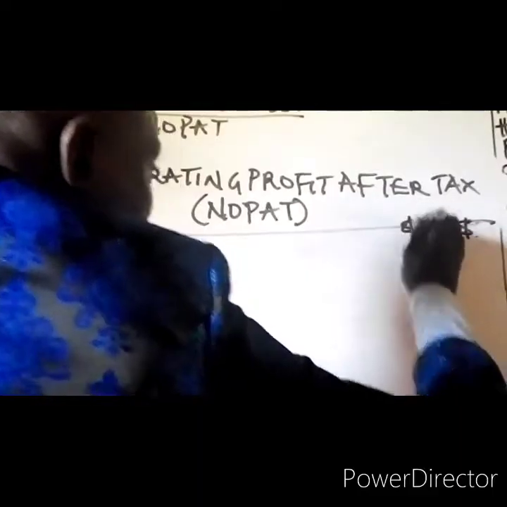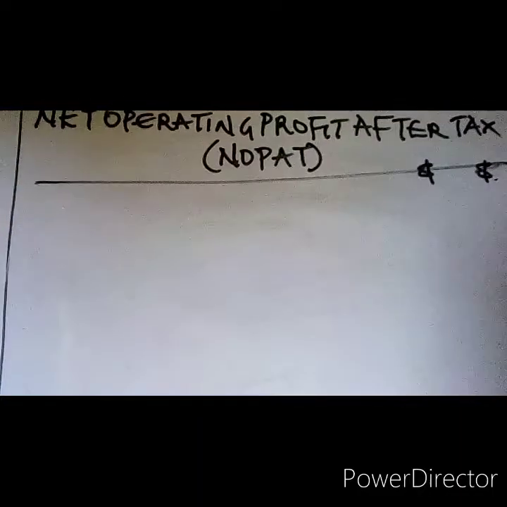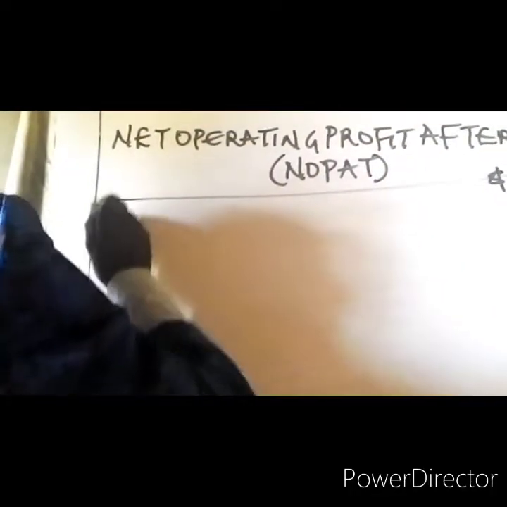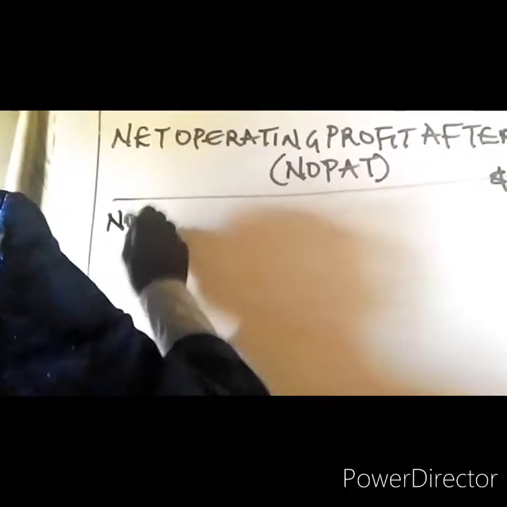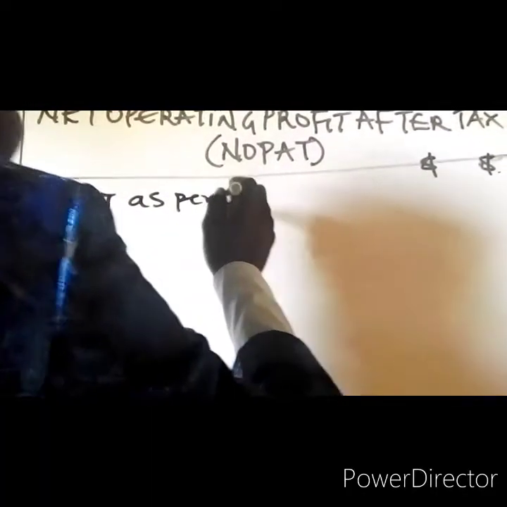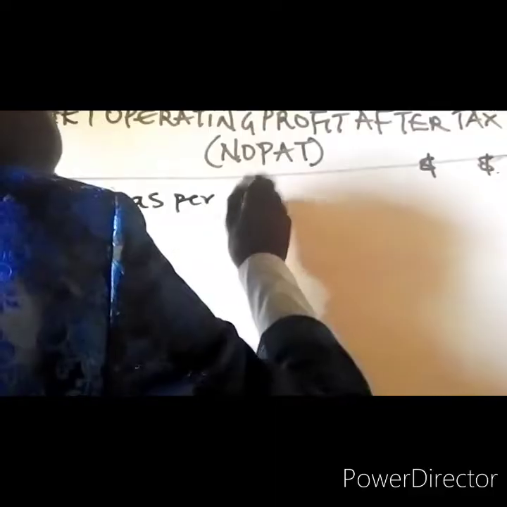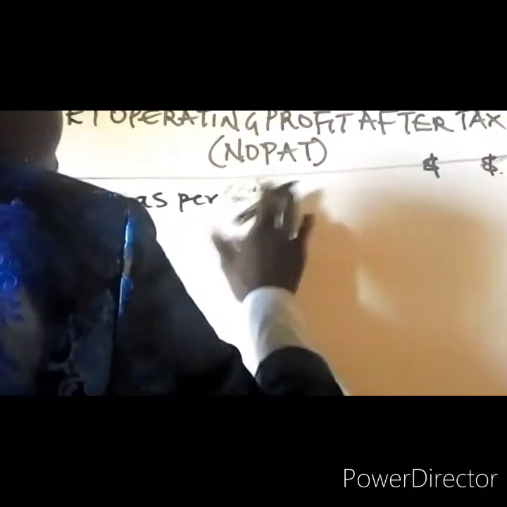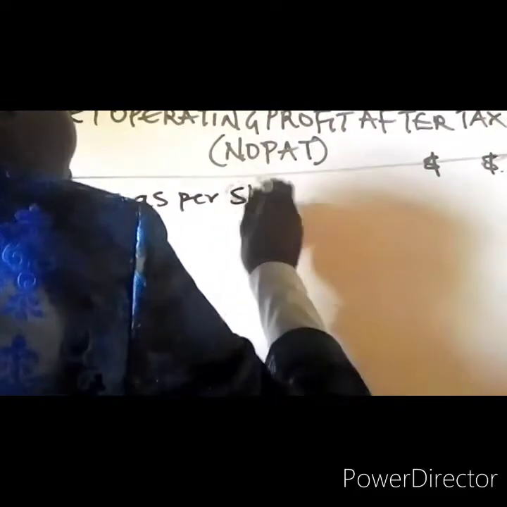Net operating profit after tax. You start with the net operating profit as per the account, NOPAT as per the financial statement, or let me just say as per the statement of profit or loss.